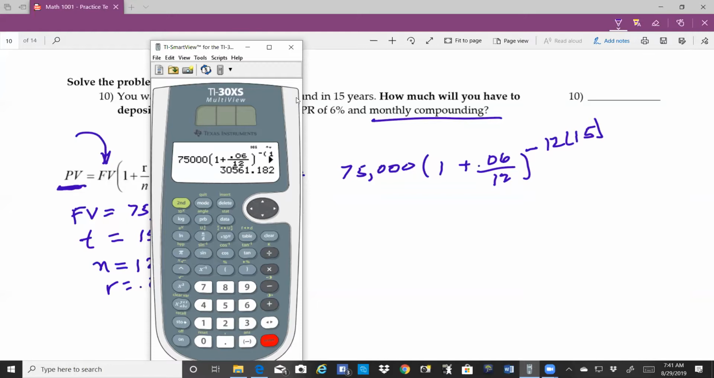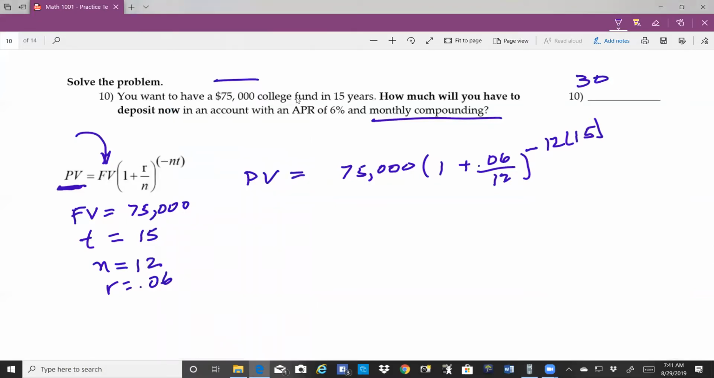So the answer is $30,561.18. That's how much you would have to put in. So in 15 years, you would have $75,000.